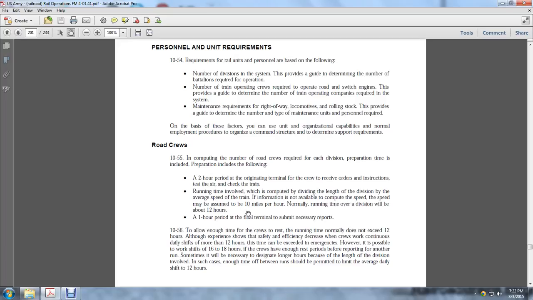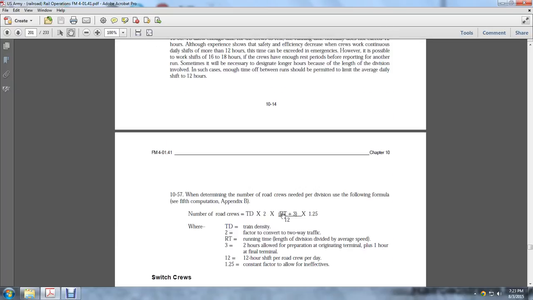1056. To allow enough time for the crew to rest, running time normally does not exceed 12 hours. Although experience shows that safety and efficiency decrease when crews work continuously on a daily shift for more than 12 hours, the time may be exceeded in emergencies. However, if possible, the work shift should not exceed 16 to 18 hours if the crew has enough rest period before reporting for another run. Sometimes it will be necessary to designate longer hours because of the length of the division involved. In some cases, enough time should be permitted between runs to limit the average day shift to 12 hours.